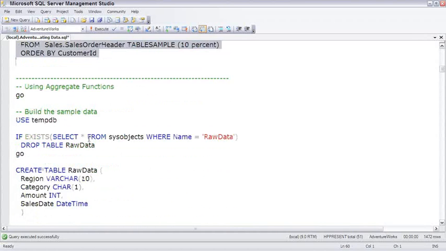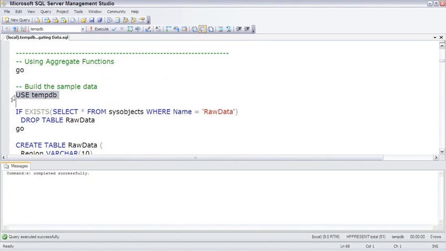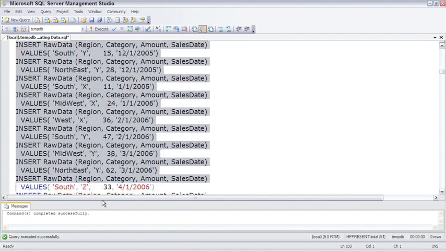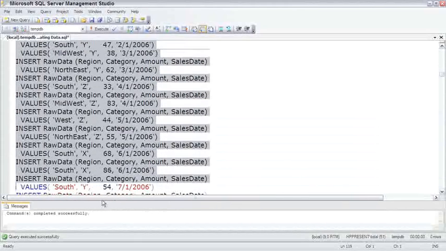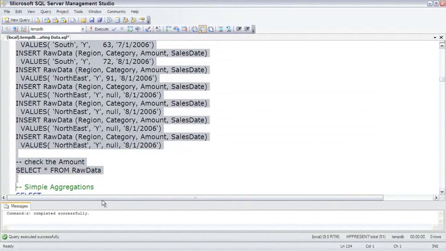SQL also includes several aggregate functions such as min, max, average, sum. To play with these, we're going to switch over to tempdb and generate some sample data. So this will create the raw data table and put some data into it, which will work well for the aggregate functions and crosstab queries and things I want to show you in a few minutes.